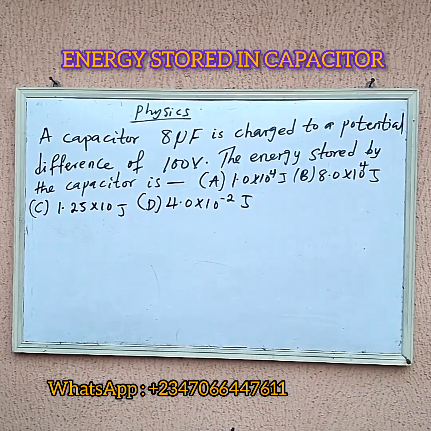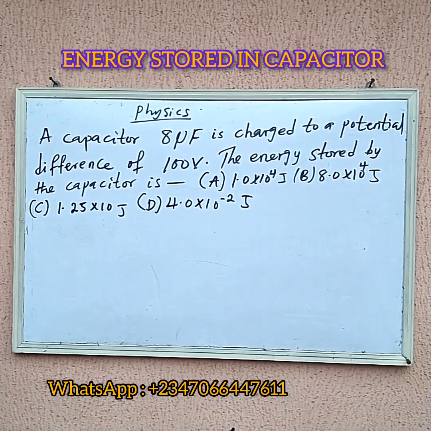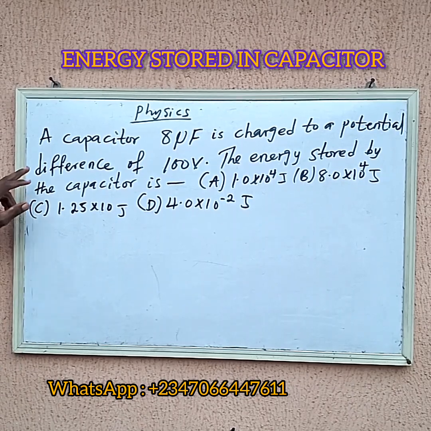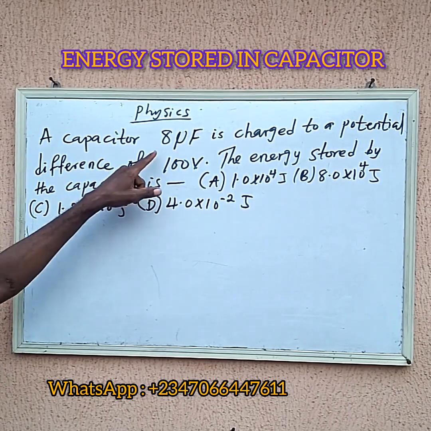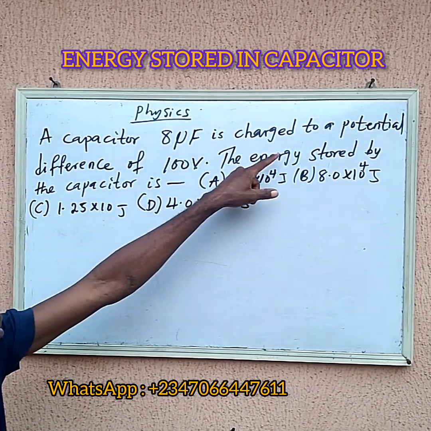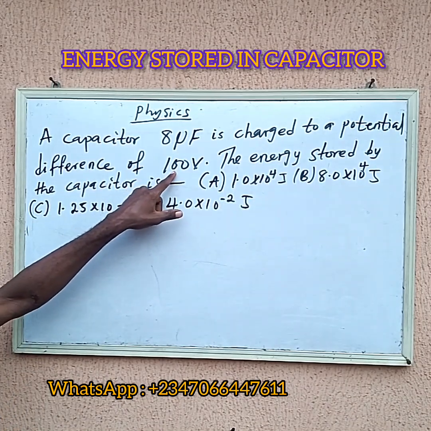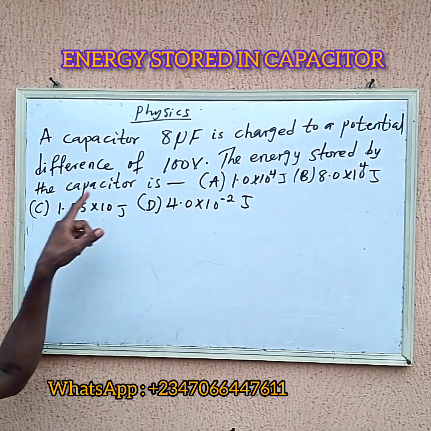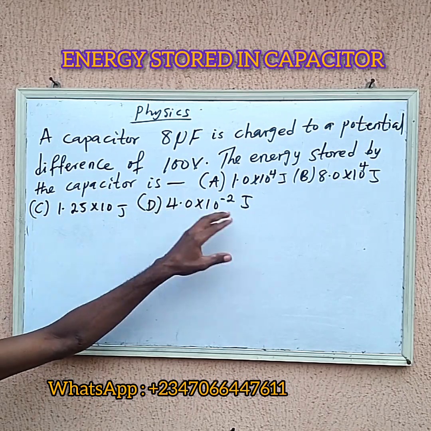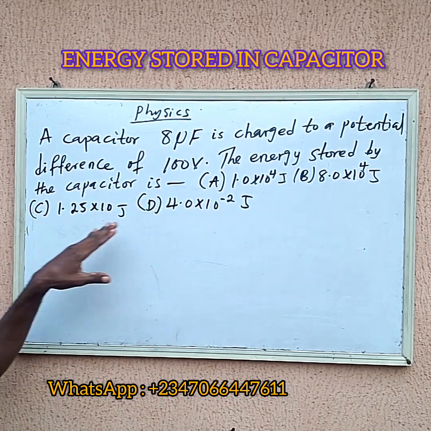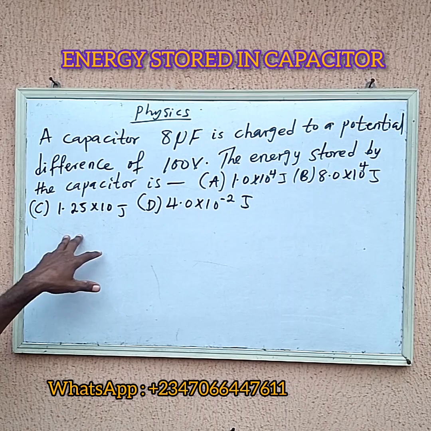Okay, let us look at this question coming from a past question from JAM. We are given that a capacitor of 8 microfarad is charged to a potential difference of 100 volts. The energy stored by the capacitor is dash. We have options here, option A to D.